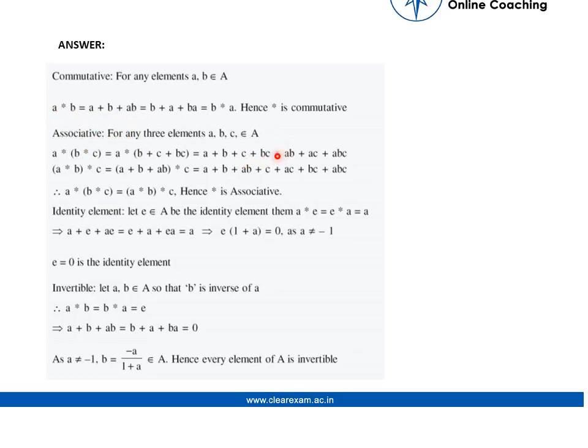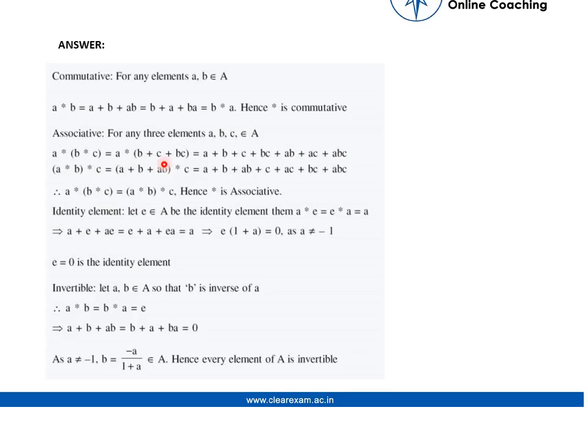For associativity we need three elements, because associativity can be proven with three elements. So these are the properties that we need to remember, and we can show this by variables or by numbers as well. So the first two parts are done.